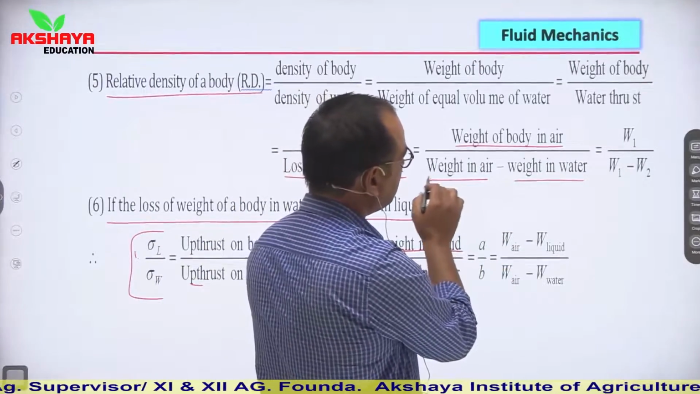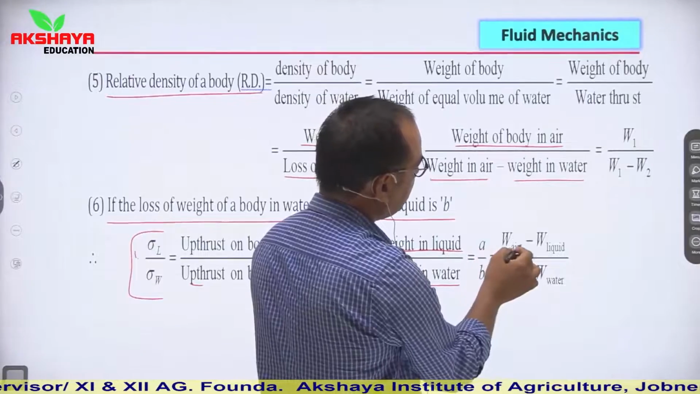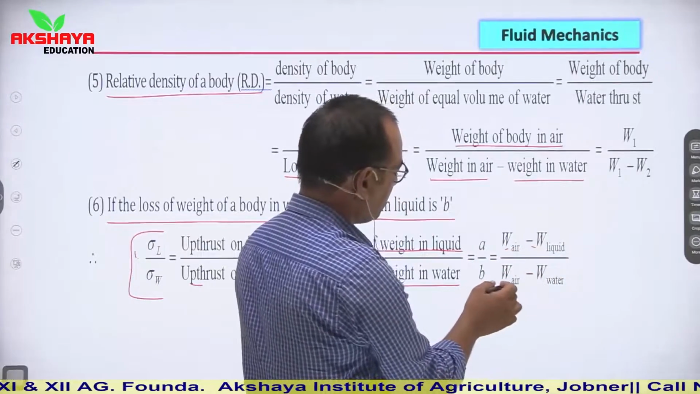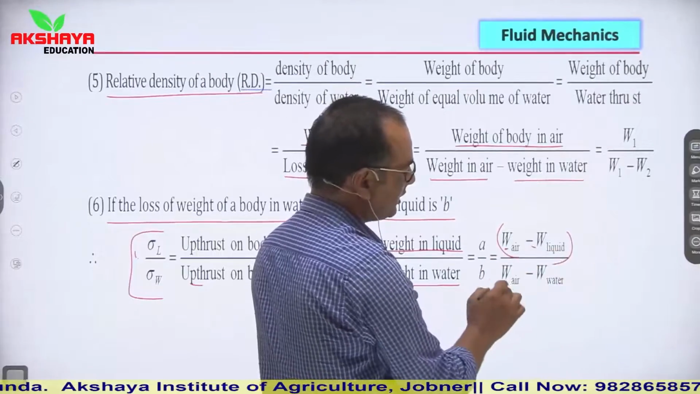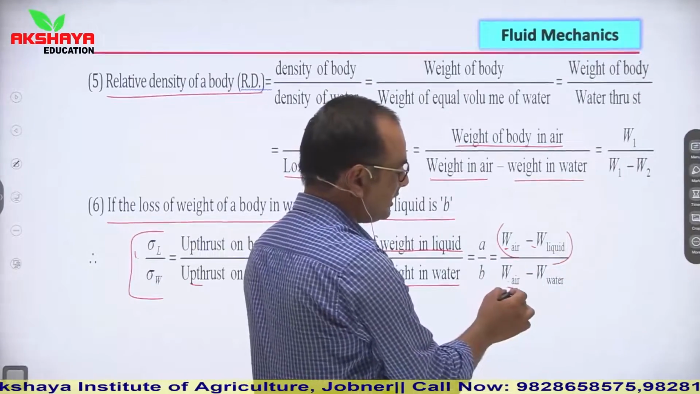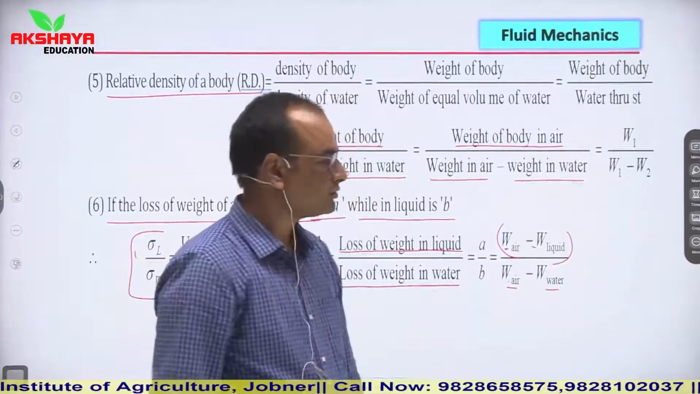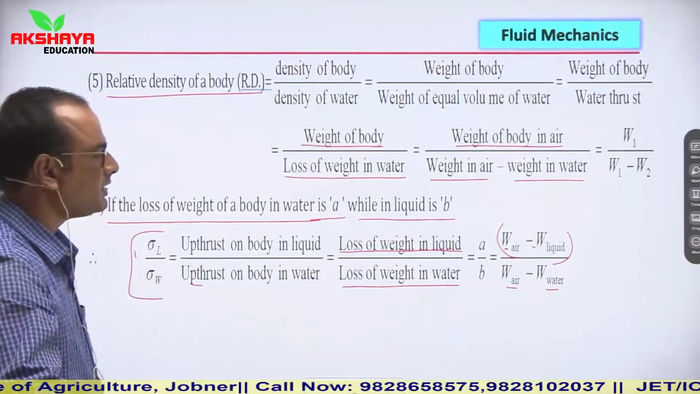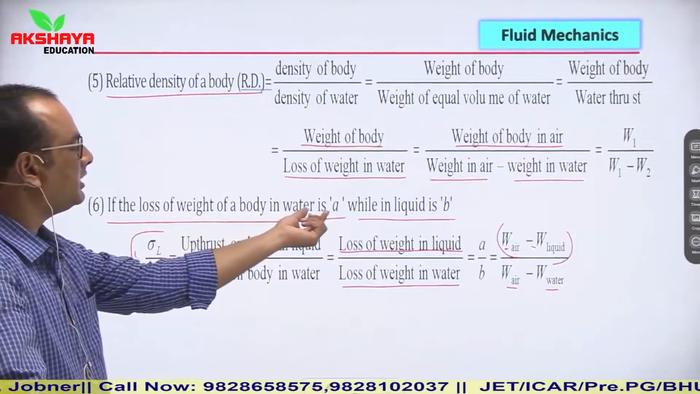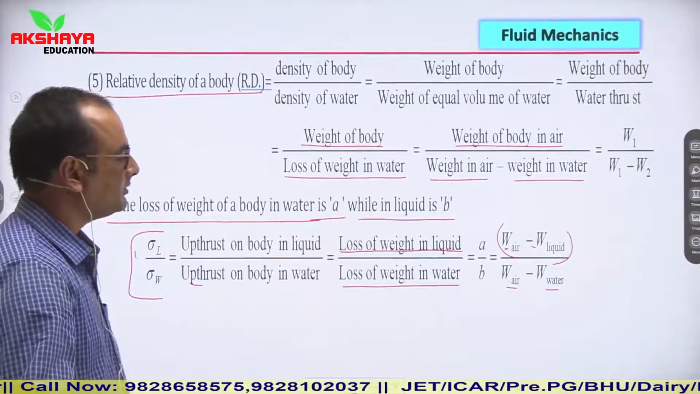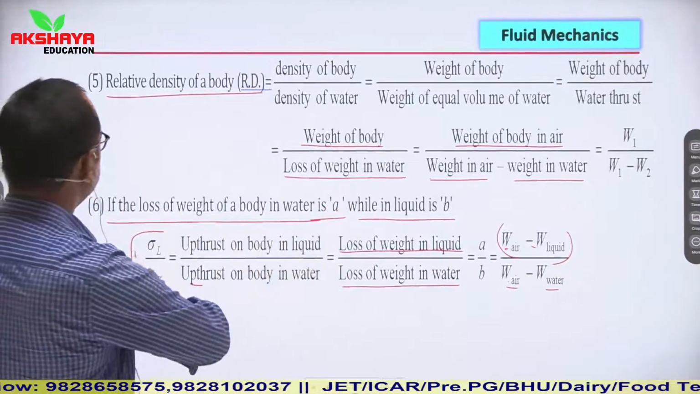So the loss in liquid is W air minus W liquid, and the loss in water is W air minus W water. So this is the relation of A upon B, meaning the loss of weight of a body in water with respect to the loss in liquid B.